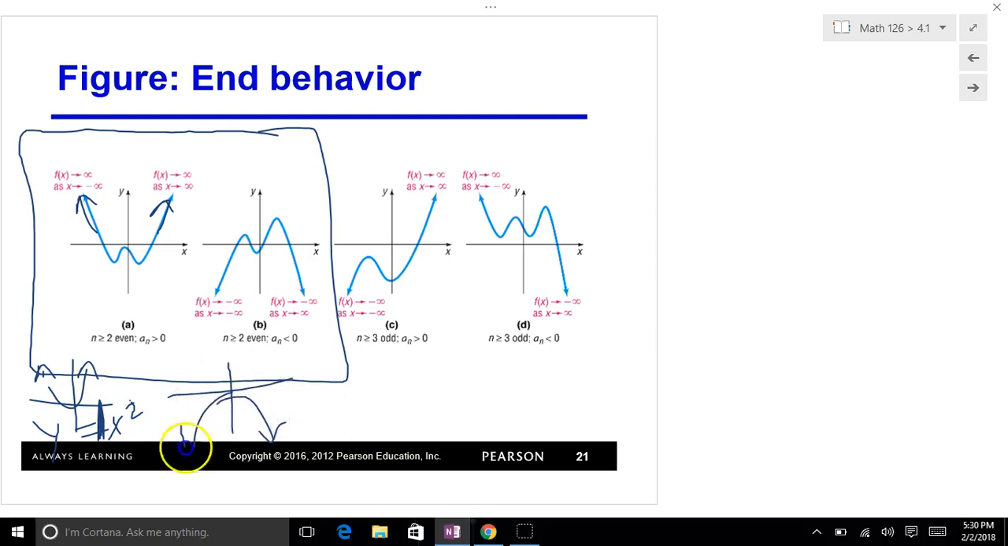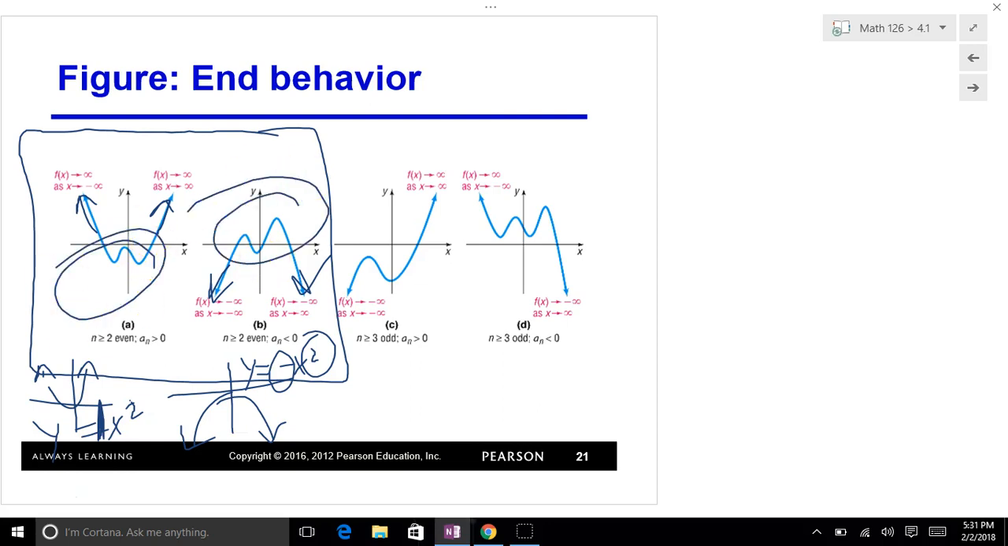Anytime you have an even degree, I always think of negative x squared. Here I have an even degree, but the leading coefficient is negative. You're going to go down to the left, down to the right. Again, we don't know what's going on in between. We don't care. We're just stating this in terms of the end behavior.